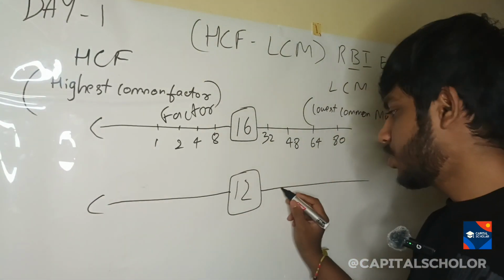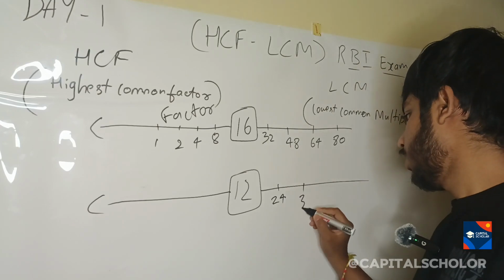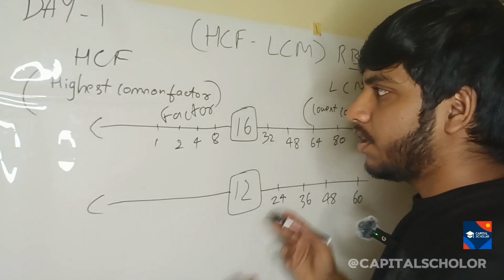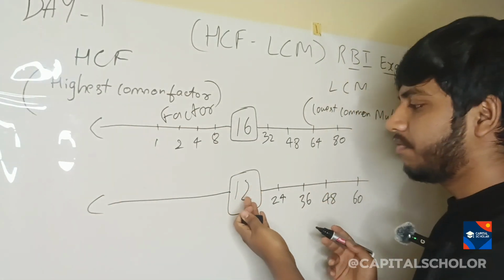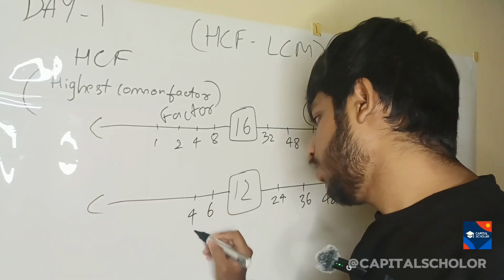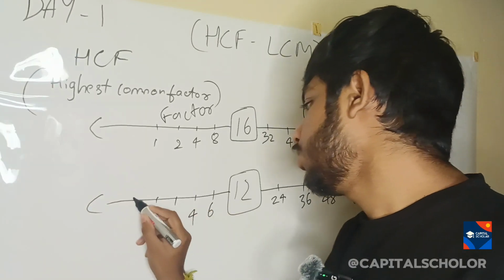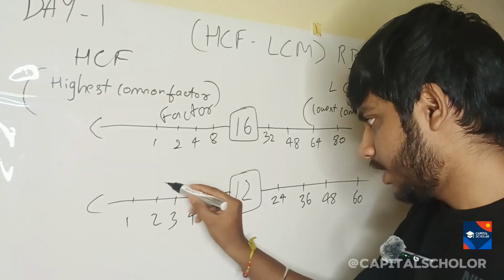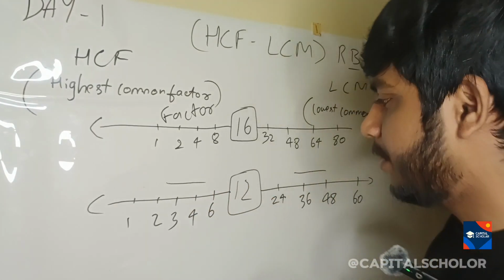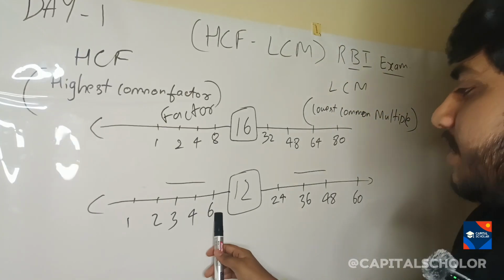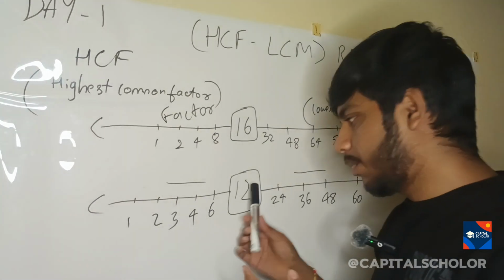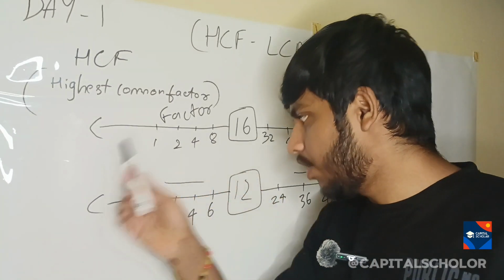Let's do the same thing with 12. What are the multiples of 12? 24, 36, 48, 60. What are the factors of 12? The numbers by which 12 can be divided: 6, 4, 3, 2, 1. These numbers are called factors, and these are the multiples. 12 can be divided by all these numbers, and 16 can be divided by all these numbers.